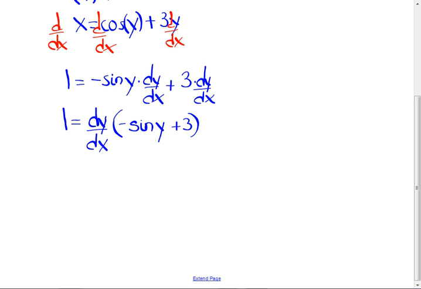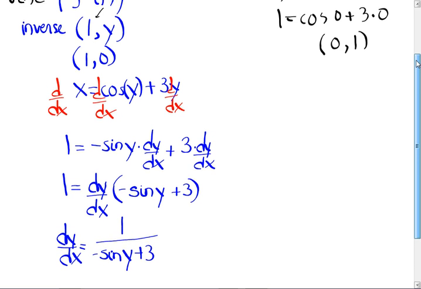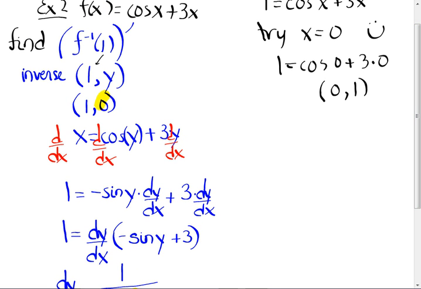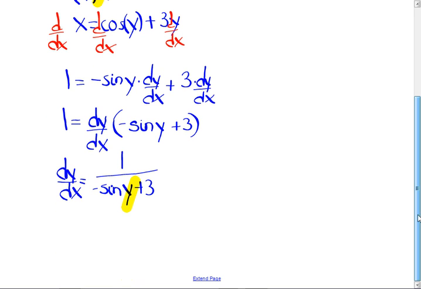Solving for dy dx: 1 over minus the sine of y plus 3. Now all you have to do is evaluate it. And you're either evaluating at 0 or 1. But remember, this is the y coordinate here, isn't it? So I go to my inverse, and it's the y coordinate. So where am I going to evaluate it? At 0. Guaranteed you'll see an answer with it evaluated at 1 in the exam. So this is going to be at y equals 0. What's the sine of 0? It's 0. So it's 1 over 3.